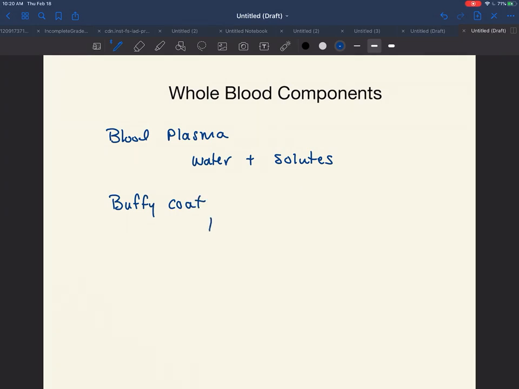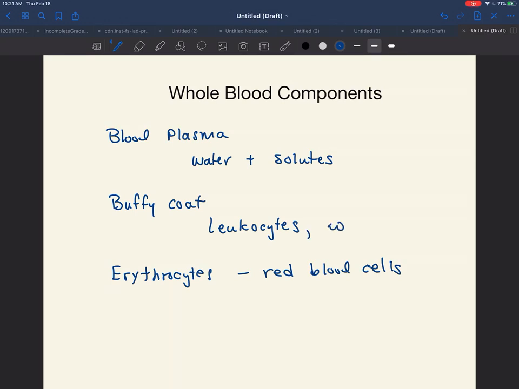And the buffy coat is white blood cells. So these are the leukocytes. And then we have the layer of erythrocytes. So then we have the erythrocytes, which are the red blood cells. The buffy coat, those leukocytes, are the white blood cells.